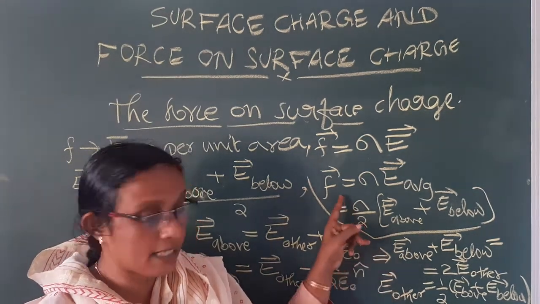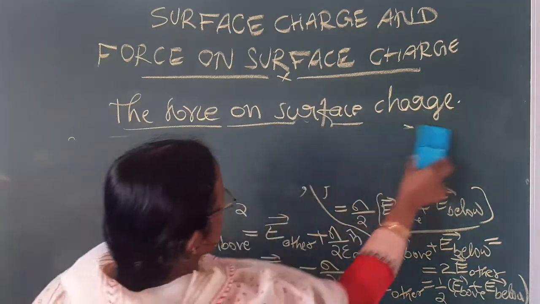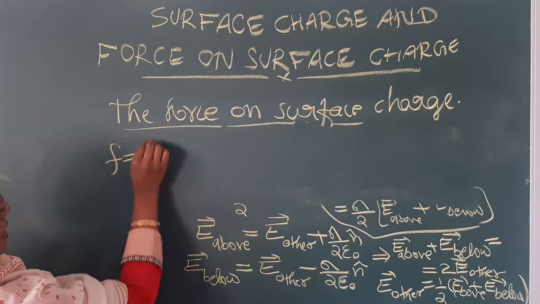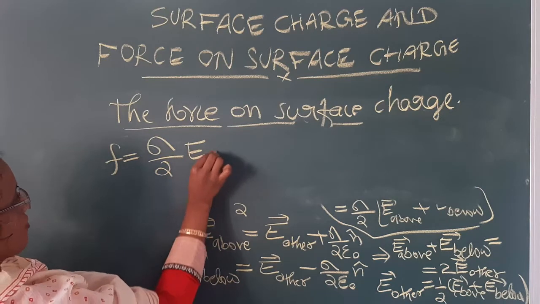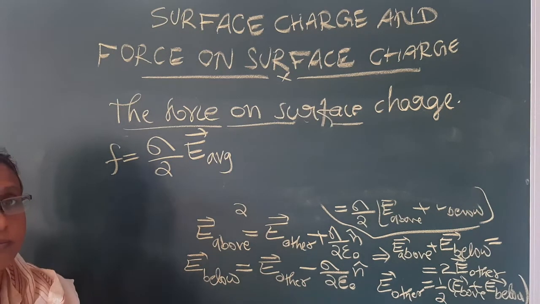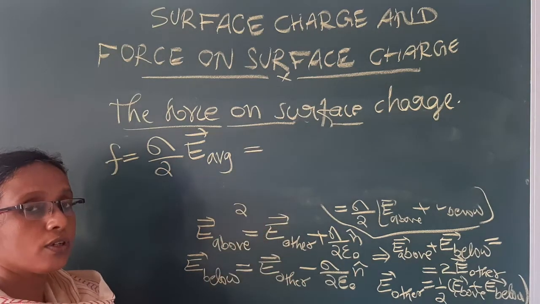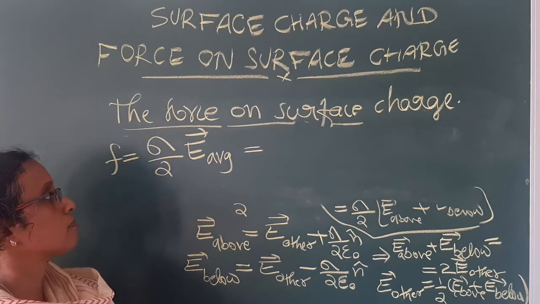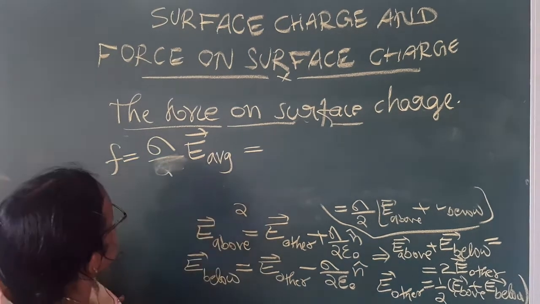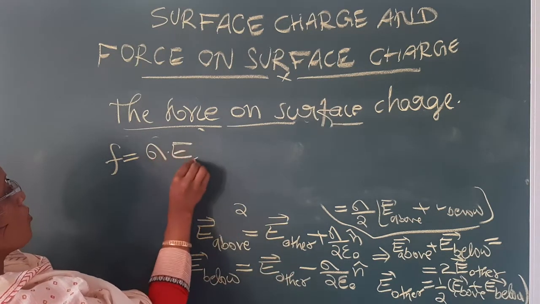Now we can rewrite this expression. Force on this surface charge density sigma: F is equal to sigma into E average, not sigma by 2 E average. Here we write this expression as F is equal to sigma into E average.